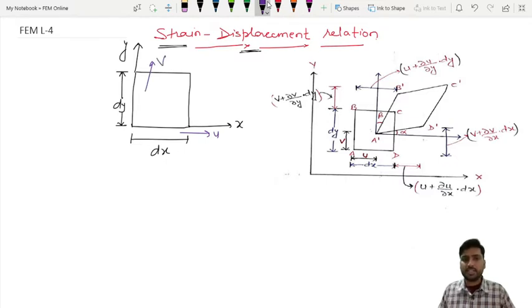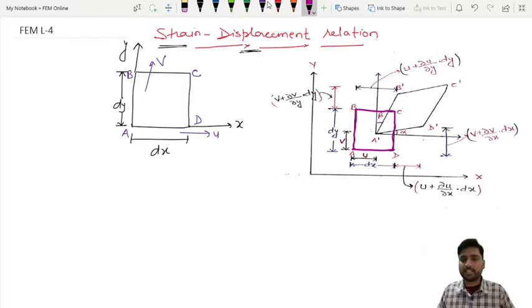And this is your A, B, C and D. This is the original one, before displacement. A, B, C, D is the plane.